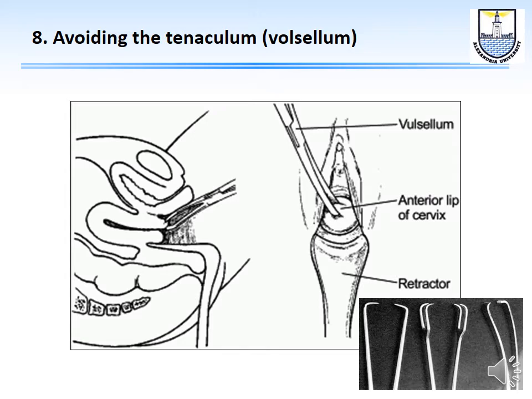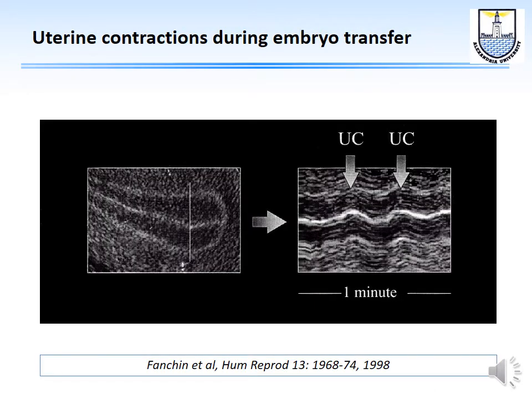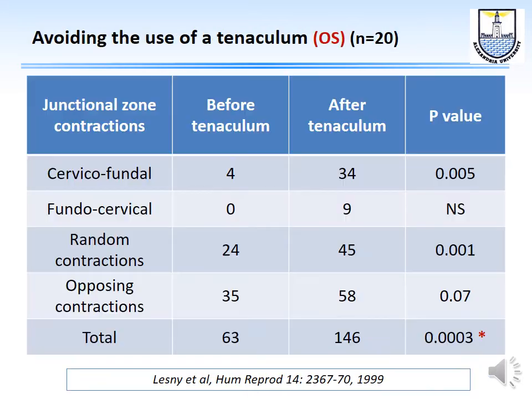What about avoiding the tenaculum? Well, nobody has done a randomized control trial to do this. It would not be ethical to hold the cervix with a volsellum just because you're doing a randomized study. But what Renato Fanchin has done is that he came up with a method to measure uterine contraction, and it was Lesney who did this study and studied these contractions when you hold the cervix with the tenaculum.